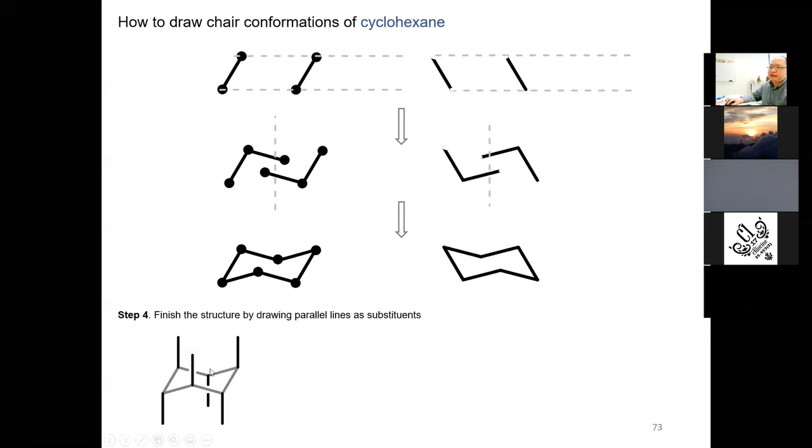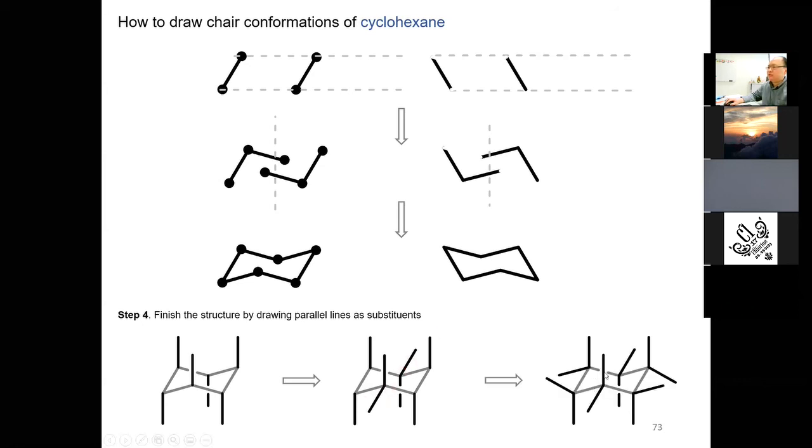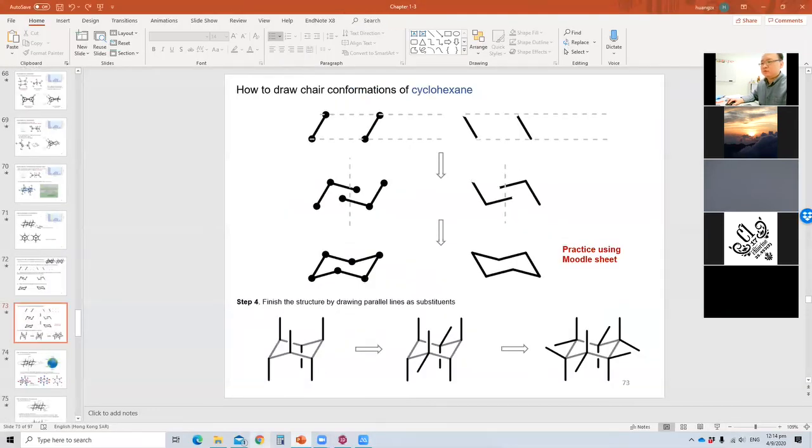This 6, and then another pair of parallel lines like this and this, and finish it with more lines, which is here and here and here and here. Okay, I know if it's the first time you try to draw this, it's very frustrating. So I've prepared something on Moodle for you to really learn how to do that.